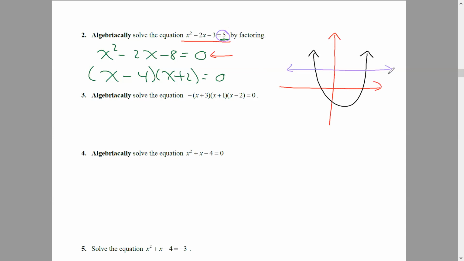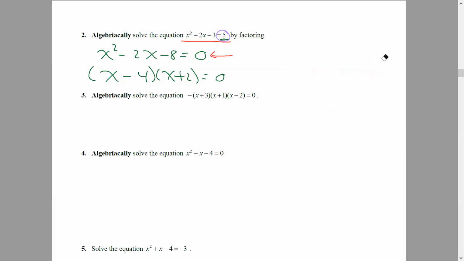There's y equals 5. So guess what? Your solutions are where the two lines intersect, where this thing is equal to 5. So your answers are still 4 and -2. That's the other way to do this. That's handy because then you don't have to rearrange the equation. Okay? Personally, I wouldn't do it that way. I'm just telling you that that works.